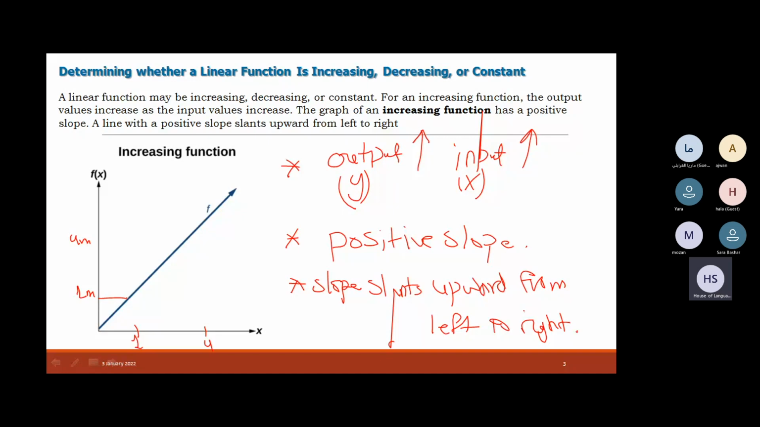Decreasing is the opposite. Teacher, if x decreases... Let's see, from right to left.